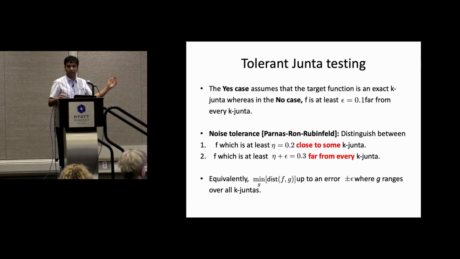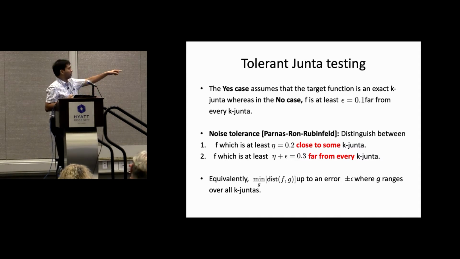Equivalently, another task you can think about is that, given oracle access to a function f, you would like to compute the distance of this function to the closest k-Junta g. You don't need to compute the distance exactly, but just up to some additive error plus or minus epsilon, as g ranges over all k-Juntas. And you can easily see that task 3 accomplishes task 2.